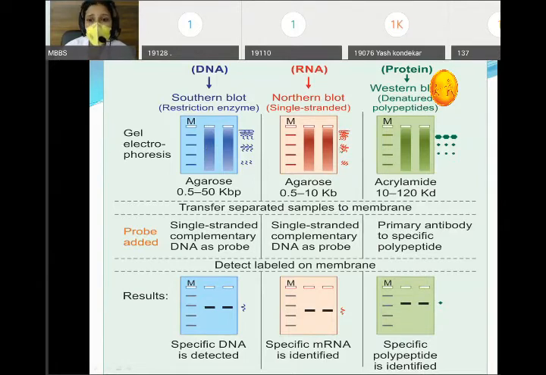In all of them, first electrophoresis is done, then they are transferred to the respective membrane. A probe is added: a single-stranded complementary DNA probe is added for the DNA and RNA, while for the protein you have to add the primary antibody to the specific polypeptide. As the result, you can diagnose the specific DNA in the Southern blot technique. You will identify the specific mRNA in Northern blot, and a specific polypeptide is identified with the help of Western blot technique.